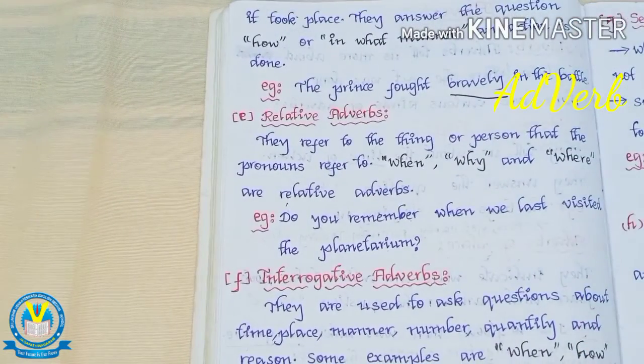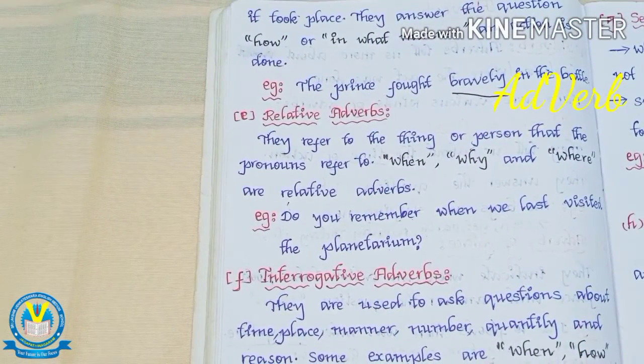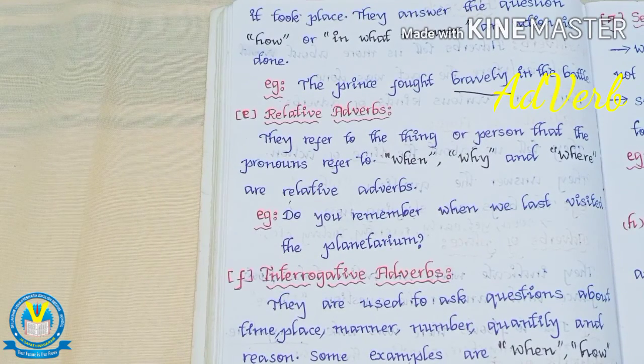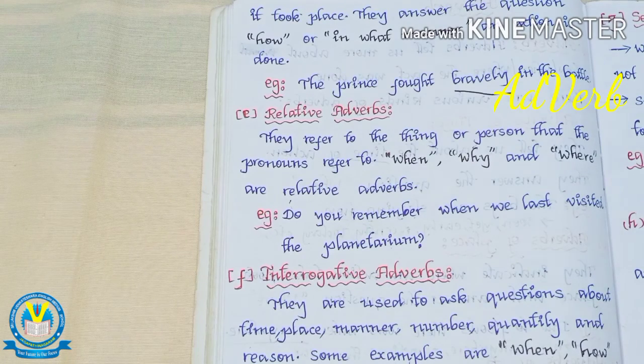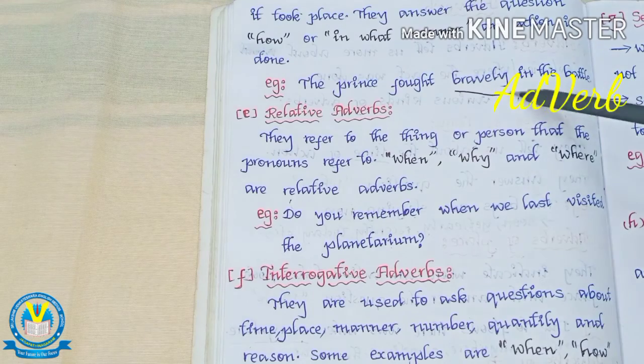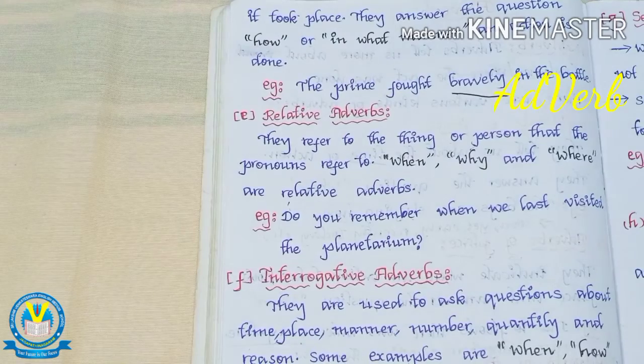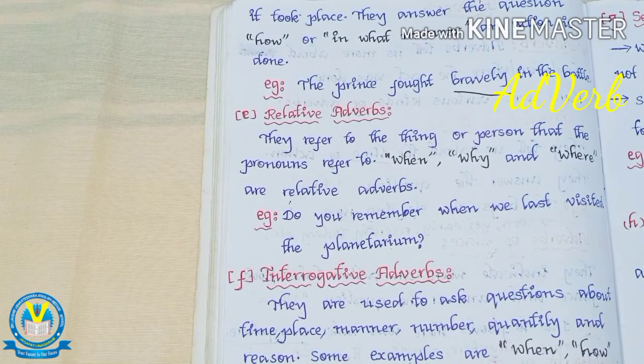Bravely is the adverb which mainly discusses the prince and the battle. So how was the battle, and in what manner did the prince fight? The prince fought in a very brave manner. So here the word bravely is the adverb. And the next one is relative adverbs.